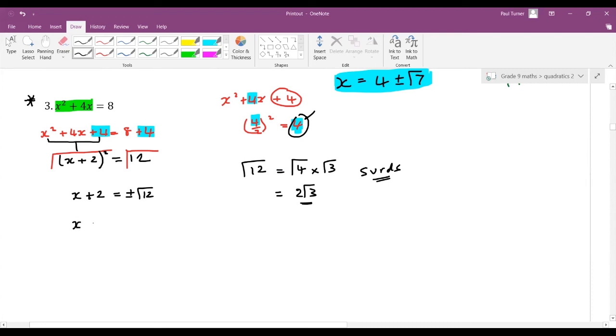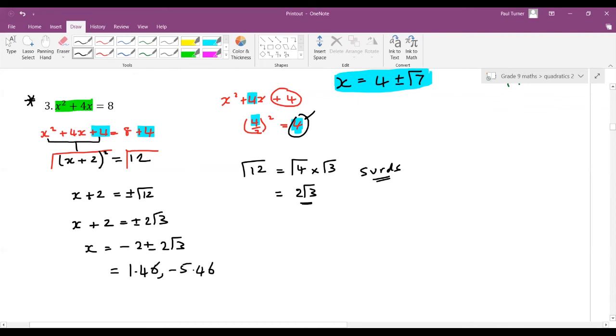So then you've got x plus, oh, let's write 2 first. So x plus 2 equals plus or minus 2 root 3, because that's root 12. So x equals minus 2 plus or minus 2 root 3. So that's your answer. If you write it as a decimal, you'll get 1.46 and minus 5.46.